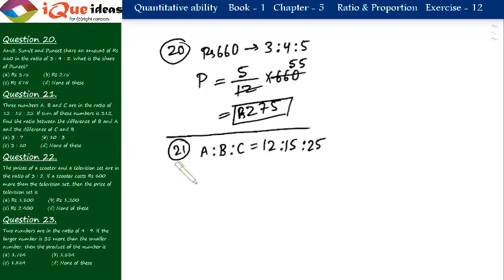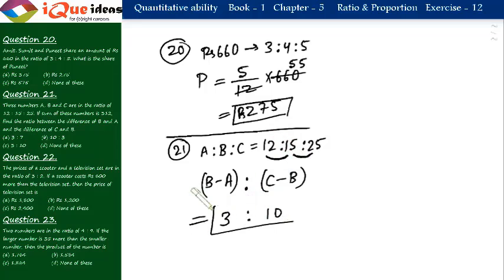We can straight away calculate from the given values itself. We have to find B minus A is to C minus B. B minus A will be 15 minus 12, that is 3, and C minus B would be 25 minus 15, which is 10. So straight away the answer is 3 is to 10. Please try and understand that the ratio is given, the ratio is asked, so we don't need the actual values. We can directly do it from the values given in the ratio itself.